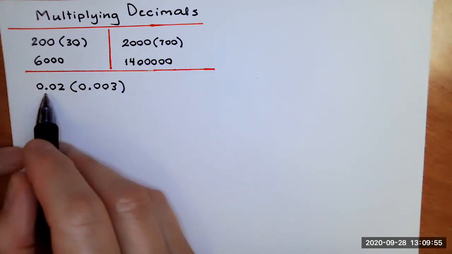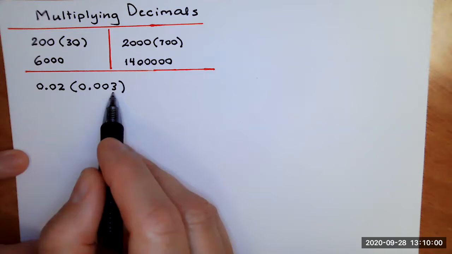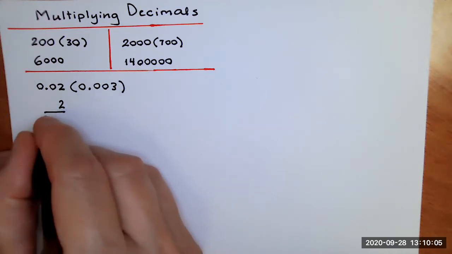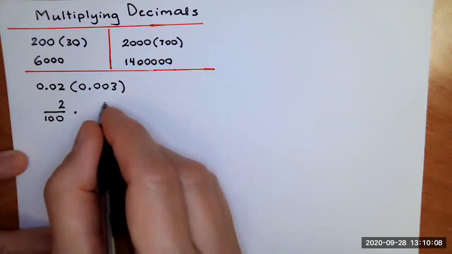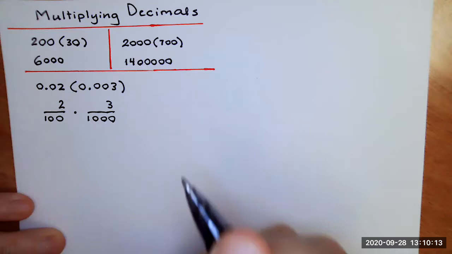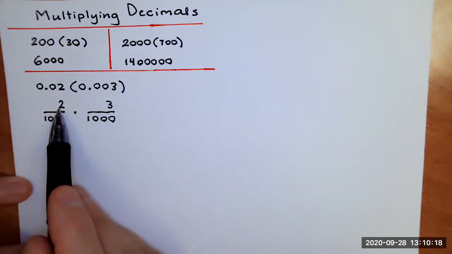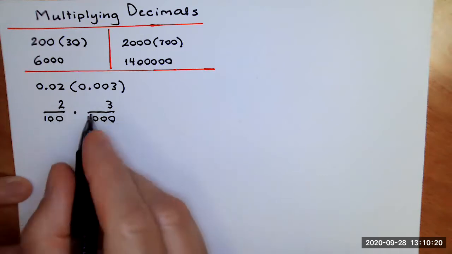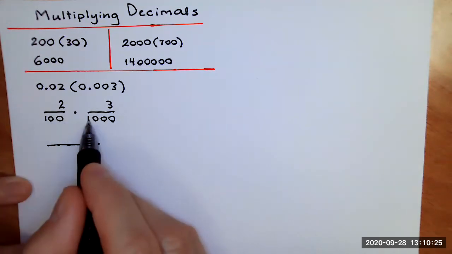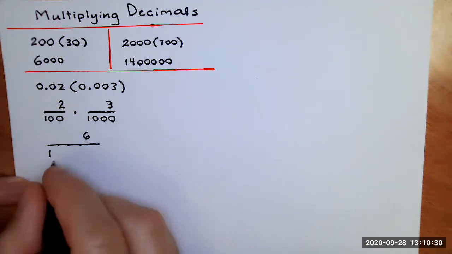So if we want to multiply 2 100ths by 3 1,000ths, we could write this as a fraction. And normally you would reduce first, but here we'll just multiply the numerators. 2 times 3, which is 6. And that's 1 times 1, which is 1. And then 1, 2, 3, 4, 5 zeros.